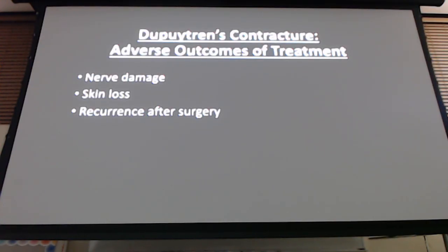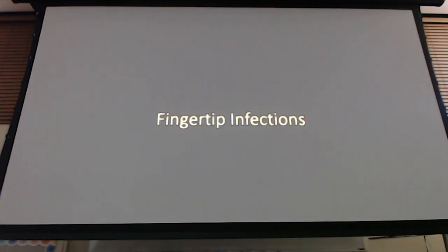If they're diabetics, it tends to be more advanced. So if a patient has diabetes, you need to counsel them. Okay. So outcomes of treatment, adverse outcomes: nerve damage, skin loss, and can it come back even after a release? Yes. So if you tell the patient that you're going to go to orthopedics and they'll get rid of it, I will find you. Okay, because they can come back. Make sense?